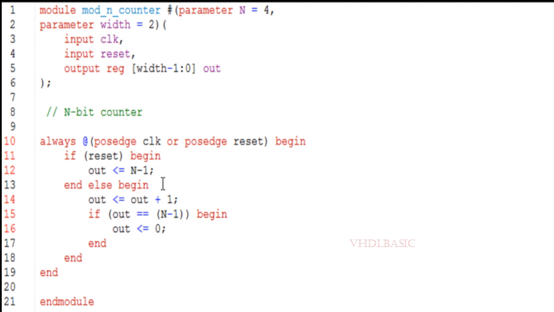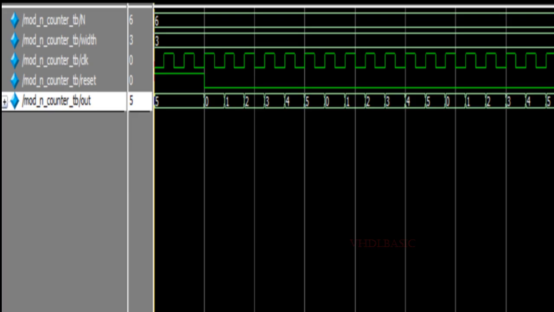Whenever the reset is asserted, the out value will represent the highest count value. Once the reset is released, it will start from 0. So if you see here, once reset is deasserted, it starts counting from 0: 0, 1, 2, 3, 4, 5, and again it goes to 0, and 1, 2, 3, 4, 5. So this is the mod-n counter using ChatGPT as an example.